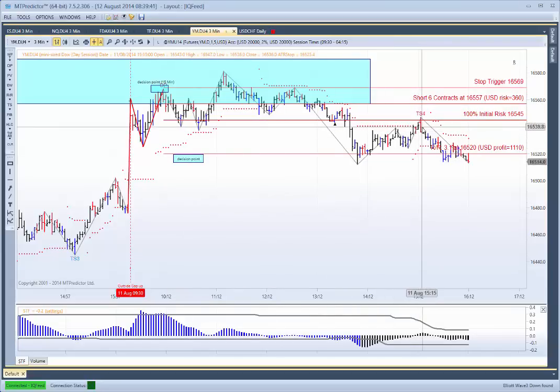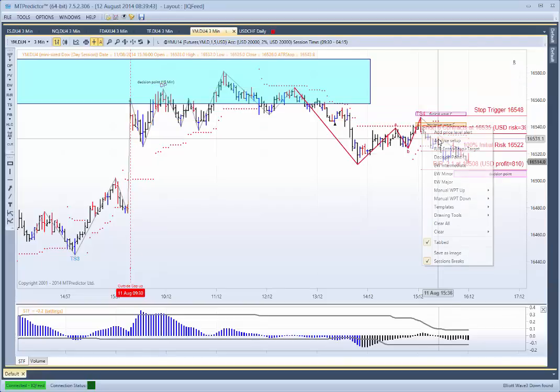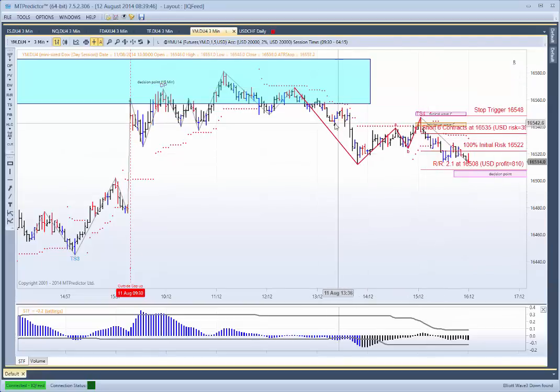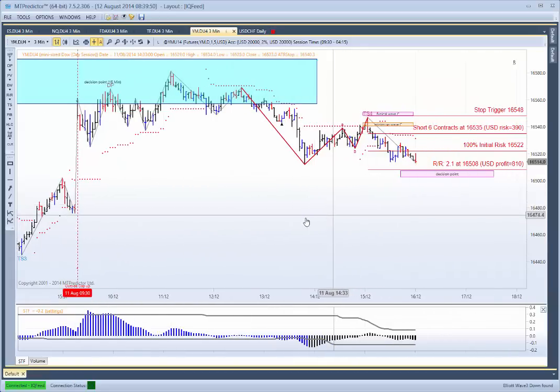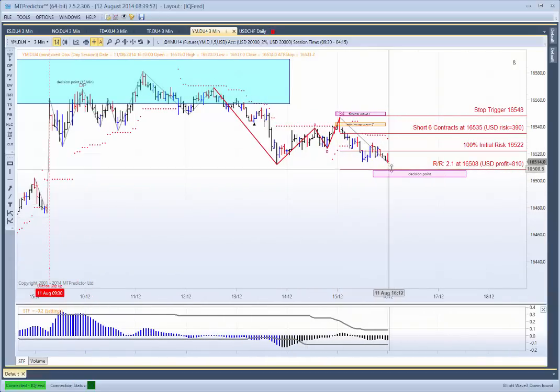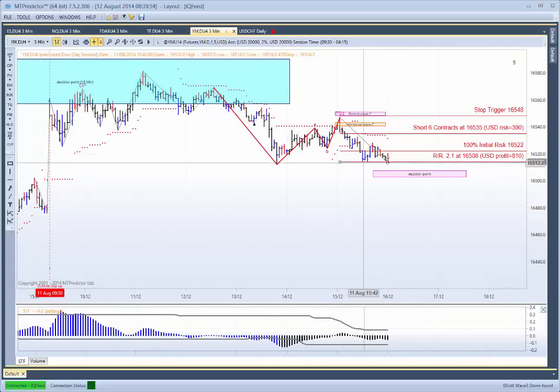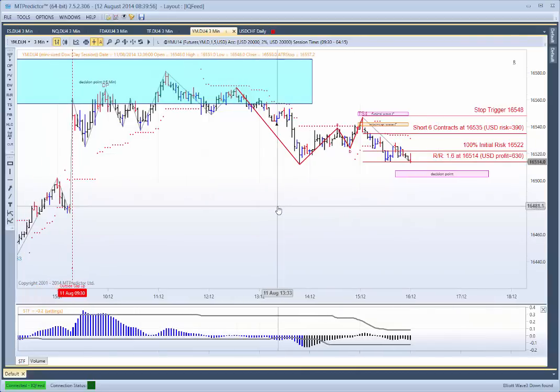But later on in the day there was another short setup. Remember, we're looking for short setups, not buy setups, because of the large degree resistance, therefore the large degree trend was down. So there was a trade a bit later in the day that would have made a small 1.6 hour profit. So overall, a slightly harder day than we've had a bit earlier in the week.